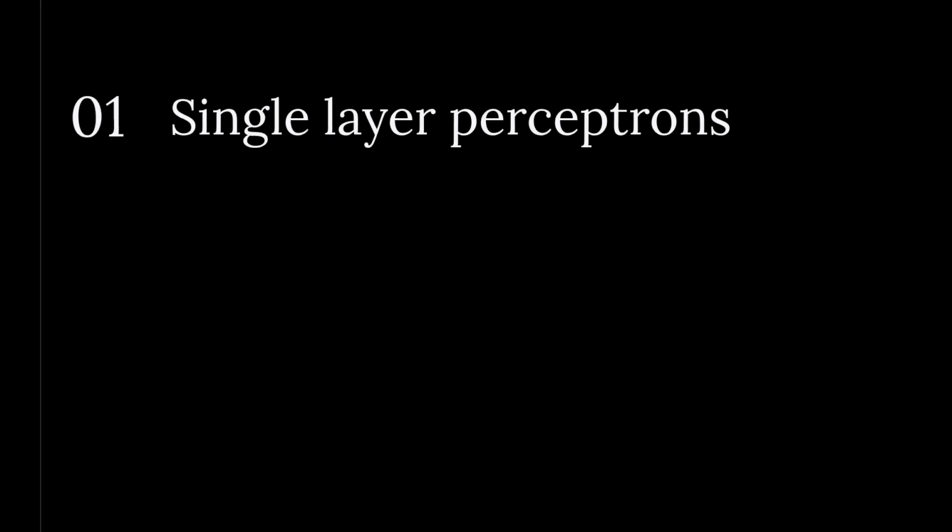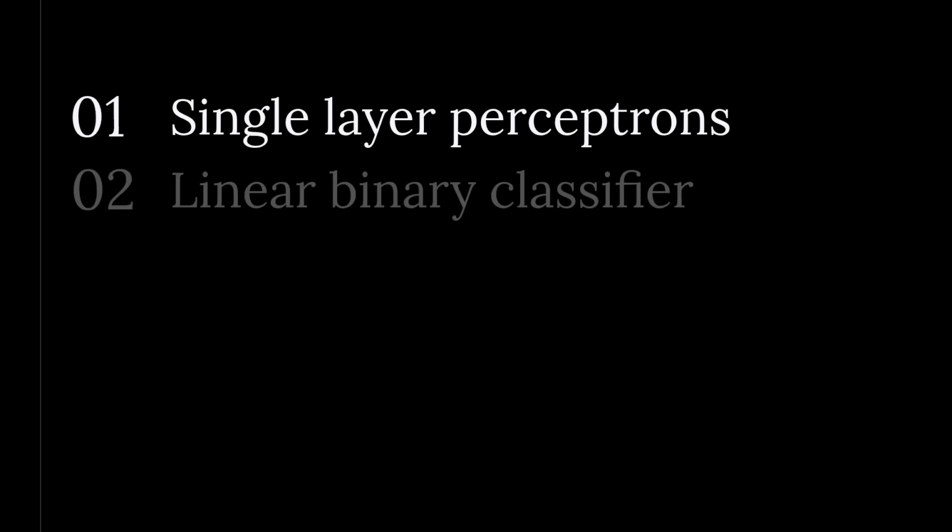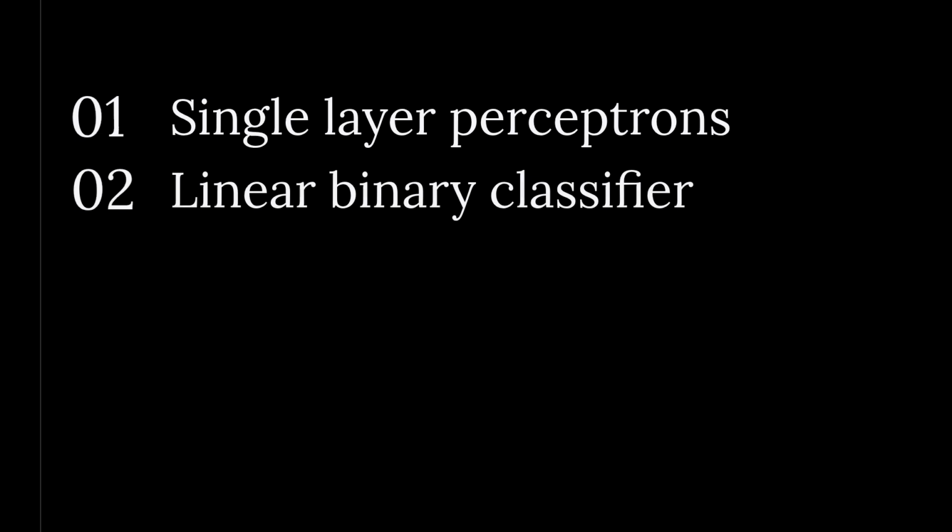A single-layer perceptron has one layer of neurons and solves only linearly separable problems, so it suits simple binary classification, such as AND and OR operations. A multi-layer perceptron includes hidden layers, learns hierarchical representations, and solves nonlinear problems through backpropagation and nonlinear activation functions.